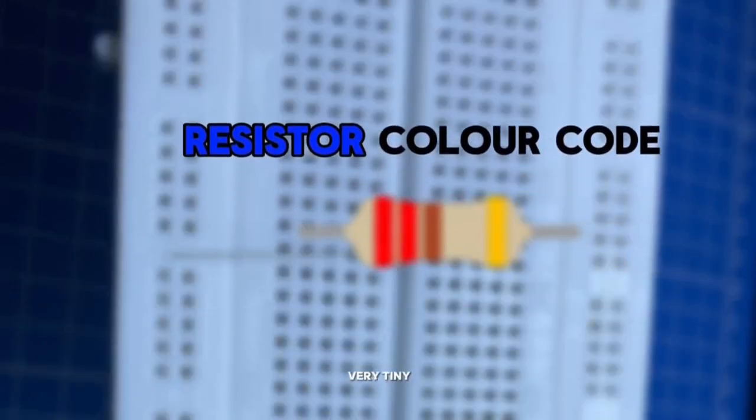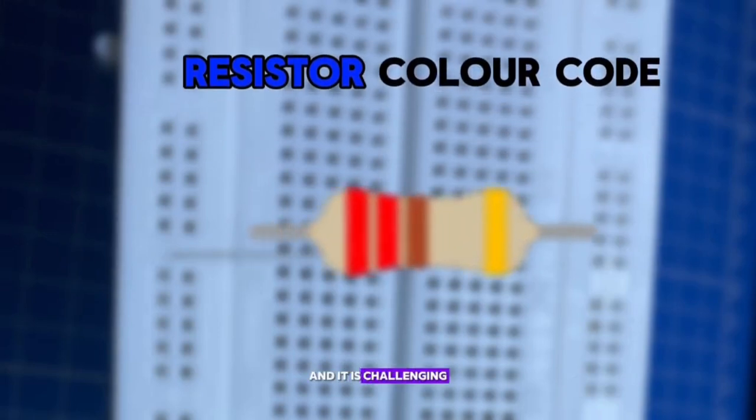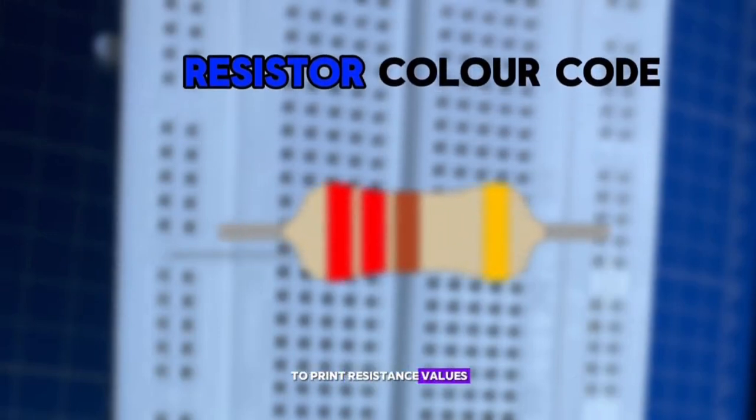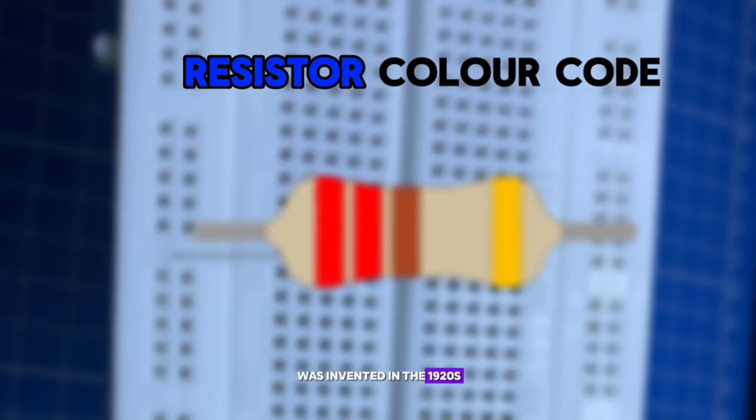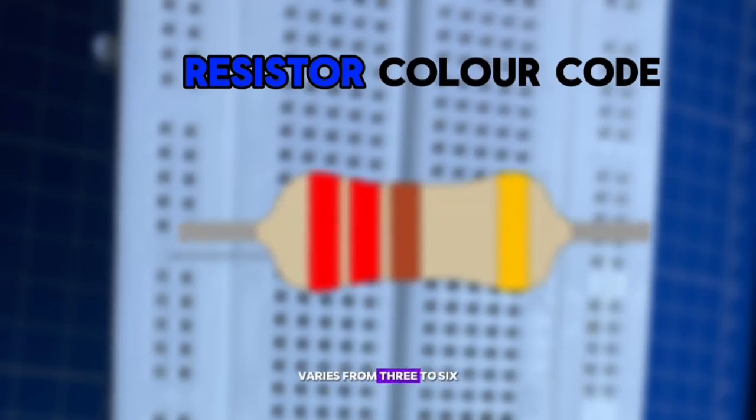Resistors are usually very tiny, and it is challenging to print resistance values on them. So color bands are printed on them to represent the electrical resistance. These color bands are known as resistor color codes. The resistor color code was invented in the 1920s by the Radio Manufacturers Association, RMA. The number of bands present in a resistor varies from 3 to 6.